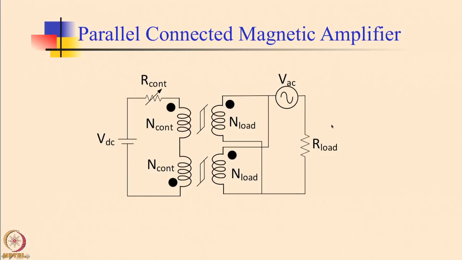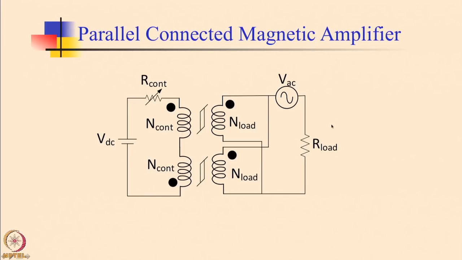In the process, we saturate the core. In the positive half cycle, at a certain AC voltage, one of the cores saturates, and in the negative half the other core saturates. Since the two windings are in parallel, when the core saturates, a low inductive impedance is offered, and the power flows into the load from VAC. When you do not have saturation, this offers a very large inductive impedance, and nothing can flow into the load at that time.